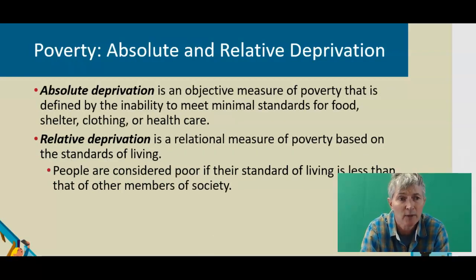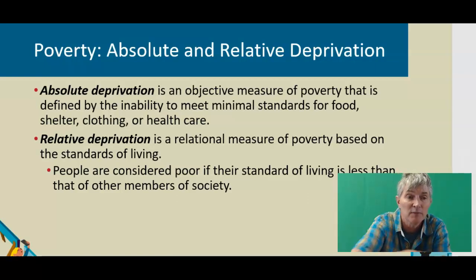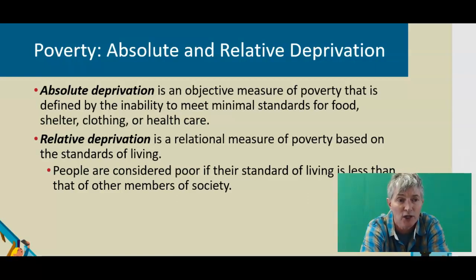When we think about poverty, we're thinking about absolute and relative types of deprivation. Absolute deprivation is an objective measure of poverty that is defined by the inability to meet minimal standards for food, shelter, clothing, or healthcare. Relative deprivation, on the other hand, is a relational measure of poverty based on the standards of living. People are considered poor if their standard of living is less than that of other members of society. But that doesn't mean they're not able to feed themselves or shelter themselves. They're just poorer than the rest of society.